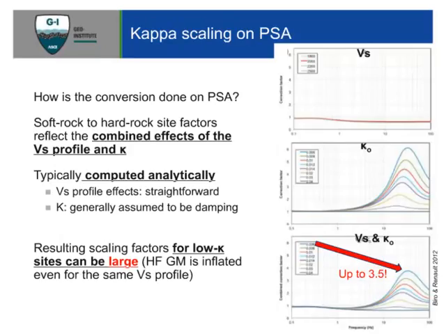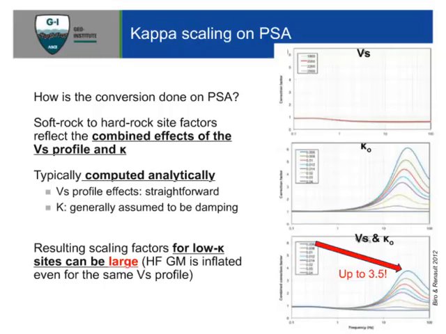How we're going to go about this is we're going to be looking at site factors. So these are basically coefficients, so there's one number for each frequency. And usually we look at the combined effect of two things, so the VS profile and kappa, which is basically your amplification from the impedance contrast and the site attenuation, like we said. So typically, these scaling factors that are used in practice, they're computed analytically, and the VS effect is pretty straightforward. It's impedance, and the kappa is typically only related to damping.